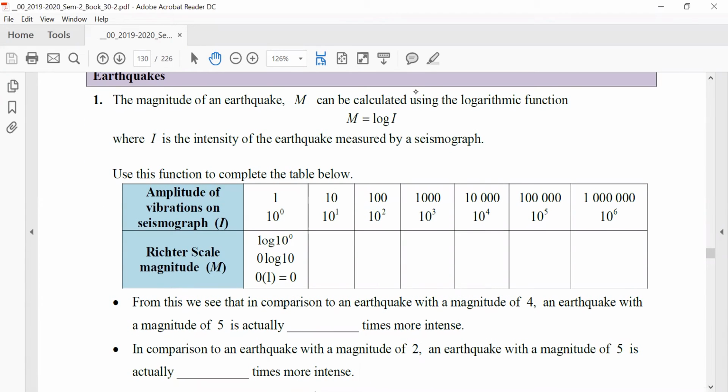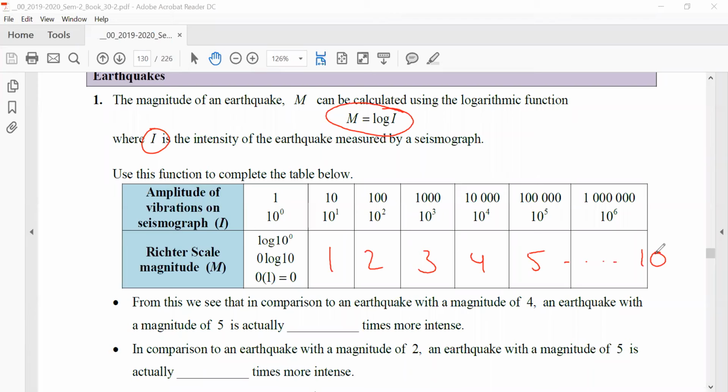The magnitude of an earthquake is calculated using this formula, or this equation. I'll never make you memorize those. Those will always be given to you. M is the magnitude, I is the intensity. Magnitude we measure on the Richter scale, and on the Richter scale we go from 0 all the way up to 10. I don't have it written there.